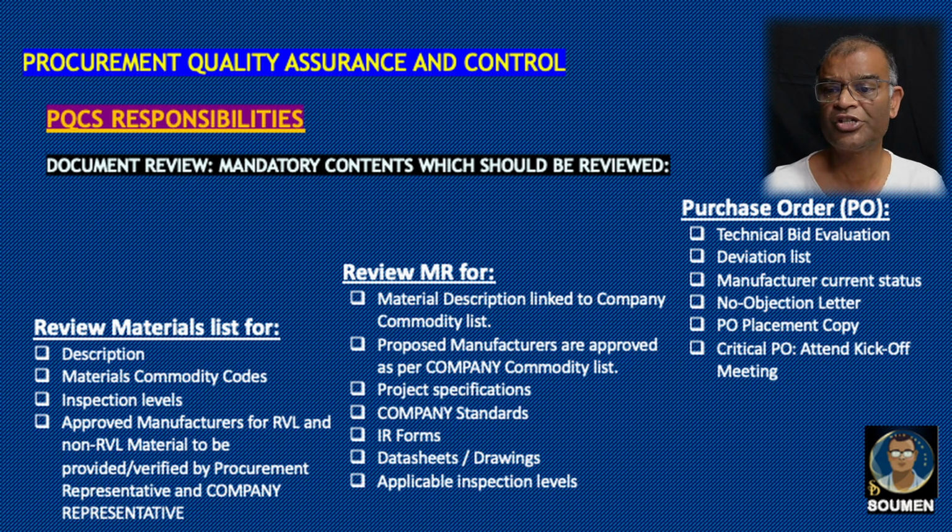Project specifications, company standards, IR forms, data sheets, drawings, applicable inspection level. So the PQCS needs to check whether all these things are essential parts of the MR or not. He has to put his comment if something is missing. Purchase order shall contain technical bid evaluation, deviation list, manufacturer current status, no objection letter, PO placement copy. For critical PO, he has to attend the kickoff meeting also.